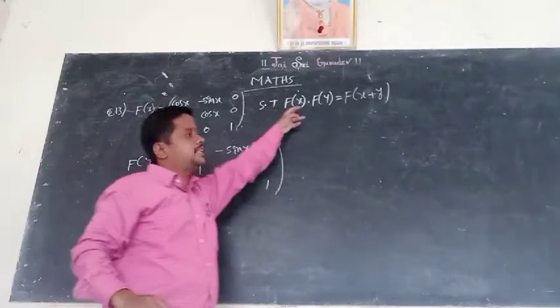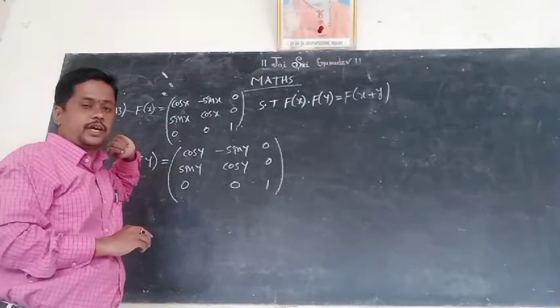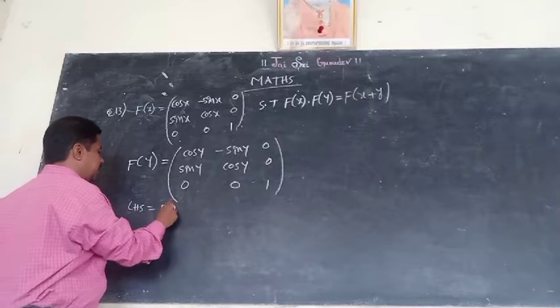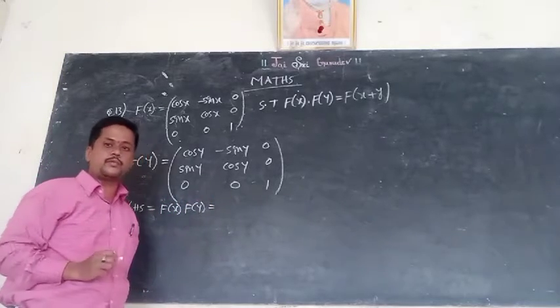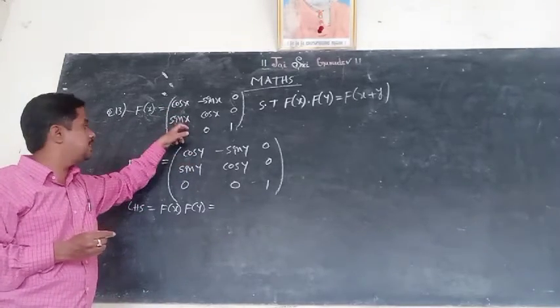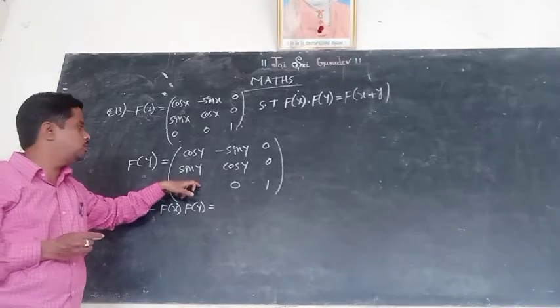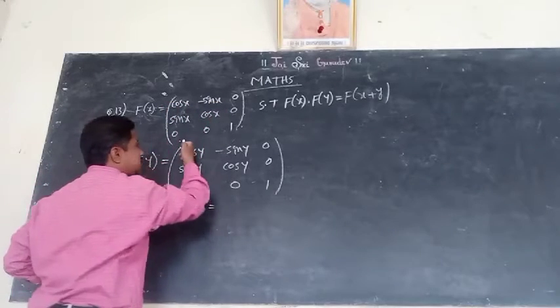What is the LHS here? f(x) into f(y). Take the LHS, f(x) into f(y). Multiply these two 3 by 3 matrices. Matrix multiplication is possible. How to do the matrix multiplication? Take first row and first column.